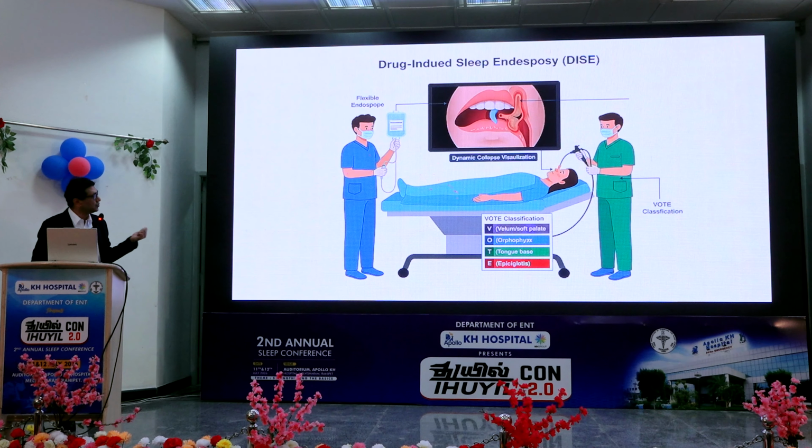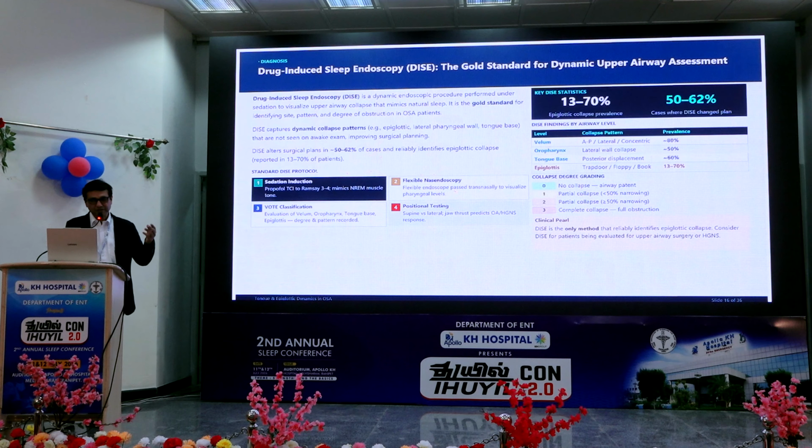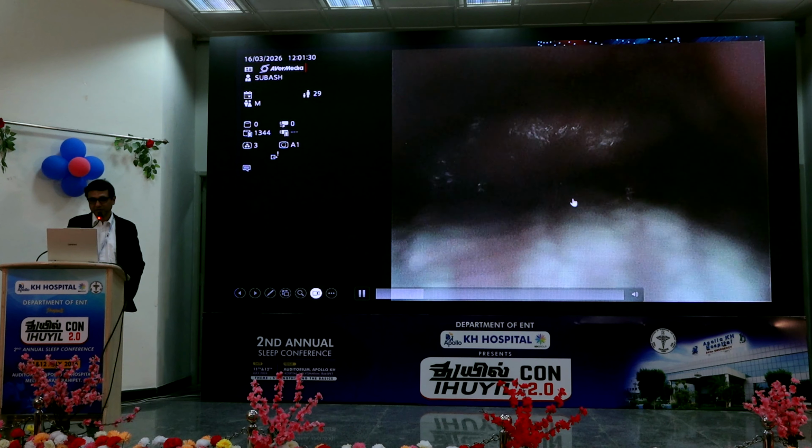So we need to know what structures are causing collapse, about tongue base collapse as well as epiglottis collapse. Everyone has already discussed drug-induced sleep endoscopy. With drug-induced sleep endoscopy, we can assess the velum, and the common classification we use normally. So here there is a huge tongue base pushing the epiglottis back.